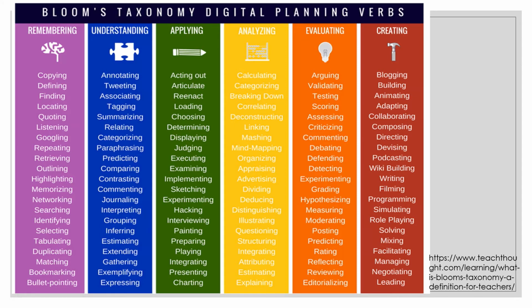Now, for applying, we have loading, examining. For analyzing, we have correlating, distinguishing. For evaluating, we have here many planning verbs. And for creating, we have writing, filming, blogging, or what I'm doing now, vlogging. And there are many verbs that will relate to these 6 levels of objectives. Okay? Now let's have the situations.